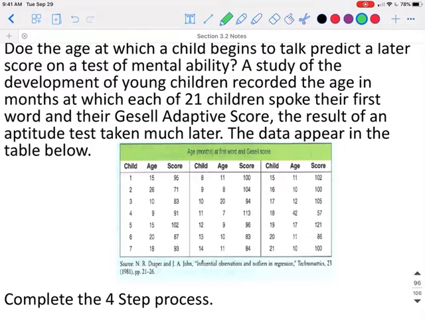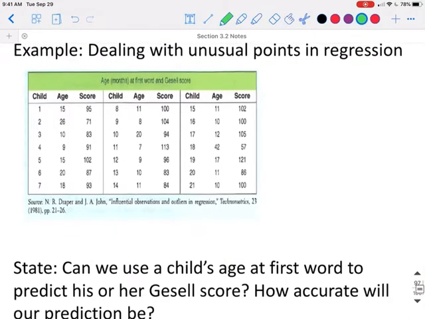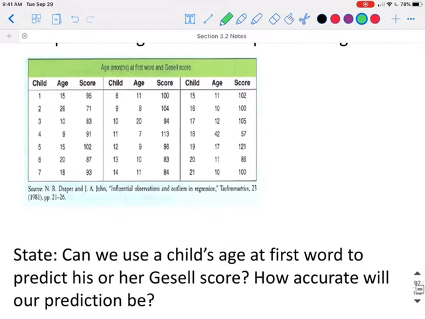Remember, in the 4-step process, you need to state what you're trying to solve, you need to come up with a plan, you need to do the calculations, and then you need to come up with a conclusion. So our question could be, can we use a child's age at first words to predict his or her Gesell score? And how accurate will our prediction be?